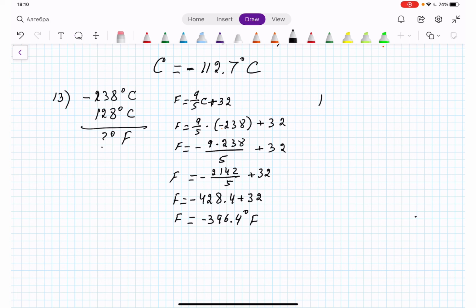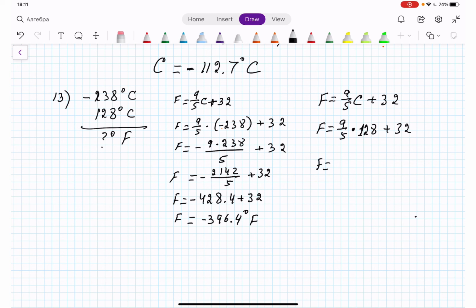F is equal to 9 over 5 C plus 32. So F is equal to 9 over 5 times 128. I don't even know why I put parentheses. You don't need to put parentheses. I guess I thought there would be a negative sign. 128 and plus 32. Okay, so let's see.